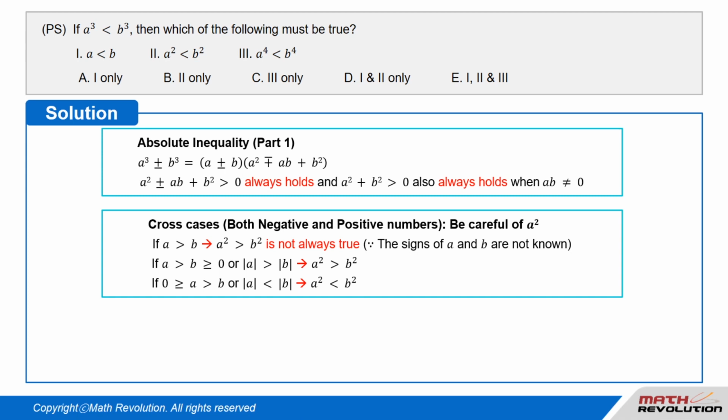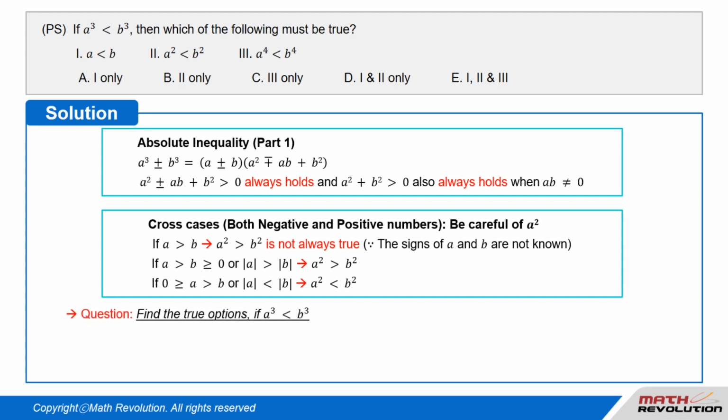If we're given that a is greater than b, which is greater or equal to 0, or absolute value of a is greater than absolute value of b, then a squared is greater than b squared. If we are given that 0 is greater or equal to a, which is greater than b, or absolute value of a is smaller than absolute value of b, then a squared is smaller than b squared.